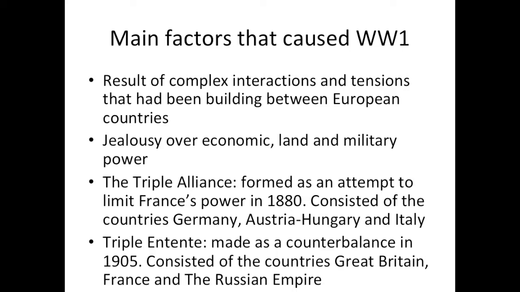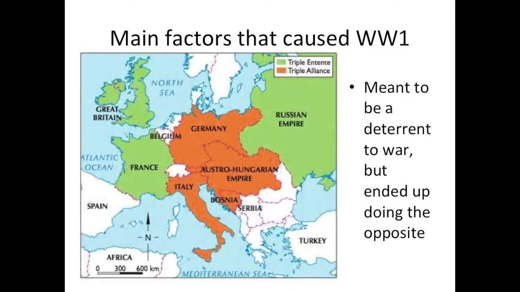Independent German kingdoms had won the war against France, which then unified them. As an attempt to limit France's power, Germany formed the Triple Alliance. Thus, the Triple Entente was made as a counterbalance. The Triple Alliance was formed in 1880 and consisted of the countries Germany, Austria-Hungary, and Italy. The Triple Entente was formed in 1905 and consisted of the countries Great Britain, France, and the Russian Empire. These two alliances were meant to be a deterrent to war, but ended up doing the opposite.